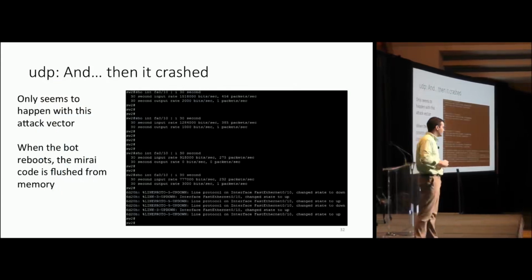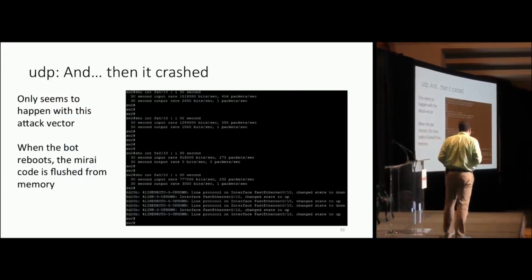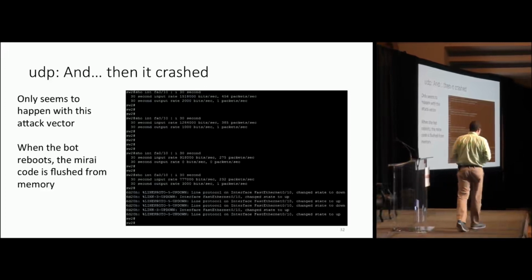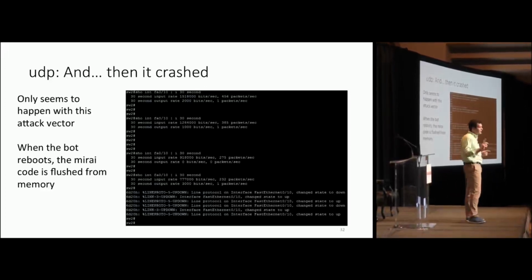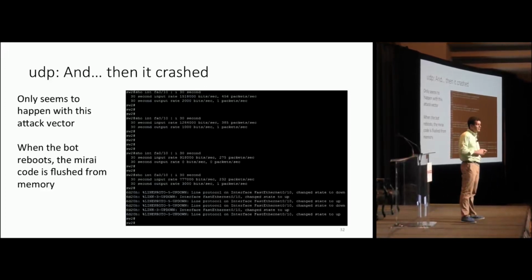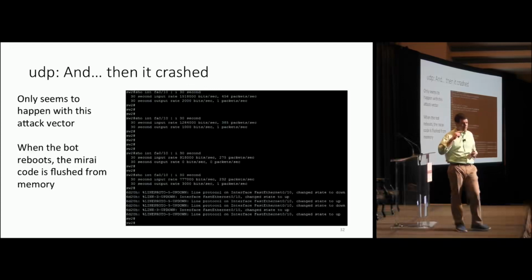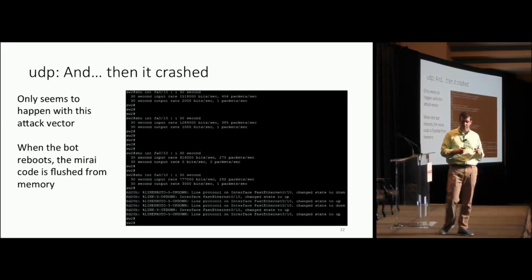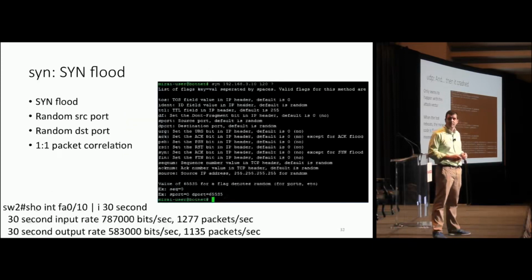Oh, and then it crashed. It crashed my camera. And this is actually reported by somebody else that I was chatting with as well. It only seemed to happen on this attack vector, but after running a UDP attack for a long time out of this camera and apparently some other cameras, the device can't handle it, and it crashes, and it reboots, and then I lose Mirai. So that's where that forced loader comes in handy as well. But it was just interesting that it crashes it.